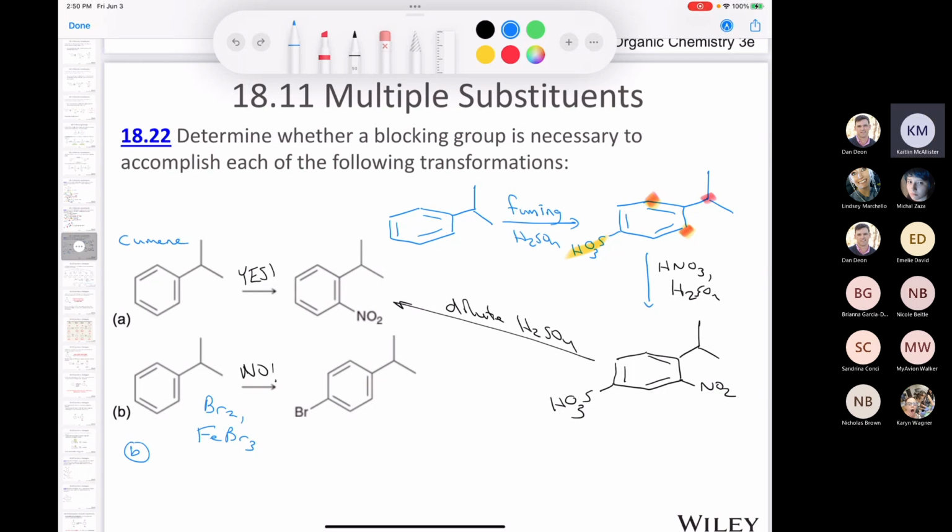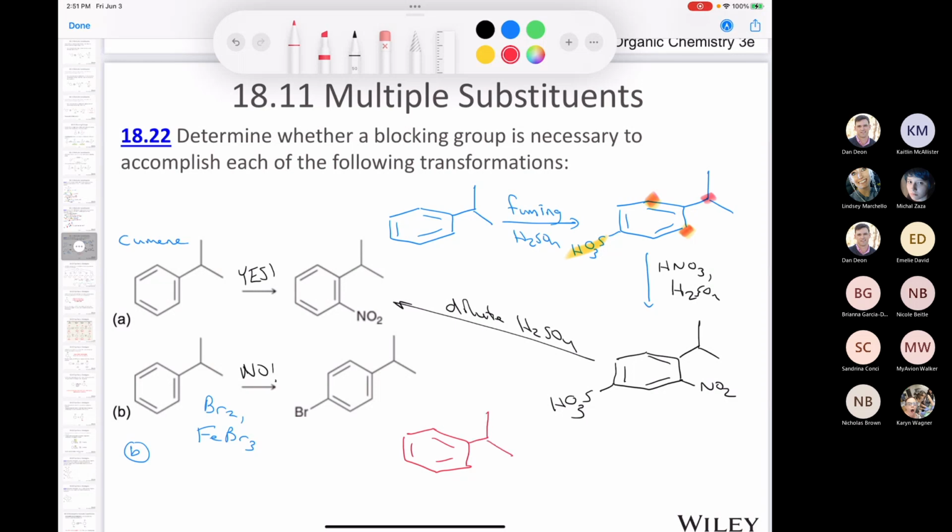So even if you block all the other positions, if you had a whole host of different blocking groups, but the only blocking group that we cover in this class is the sulfonic acid. Okay. Oh yeah, there's other blocking groups that you could use for sure. I'm just trying to think, using our chemistry, how you would make, like if you wanted to make this compound, let's say you wanted to make this.